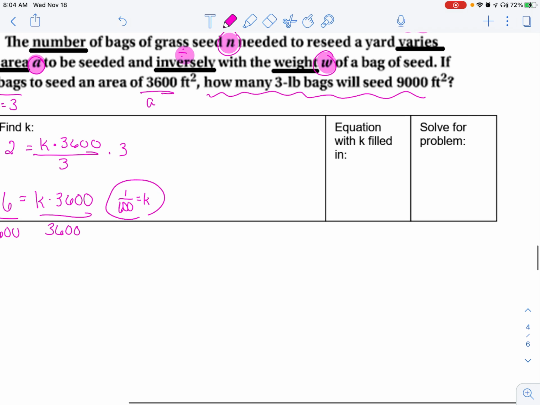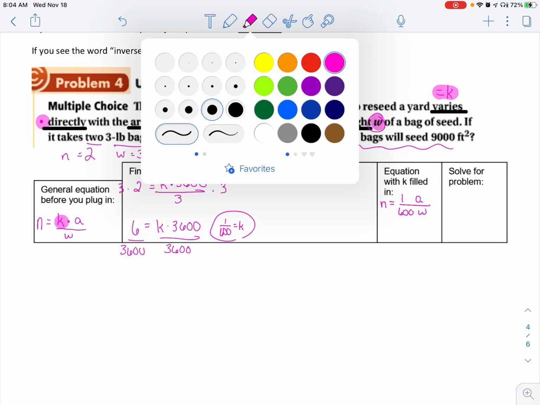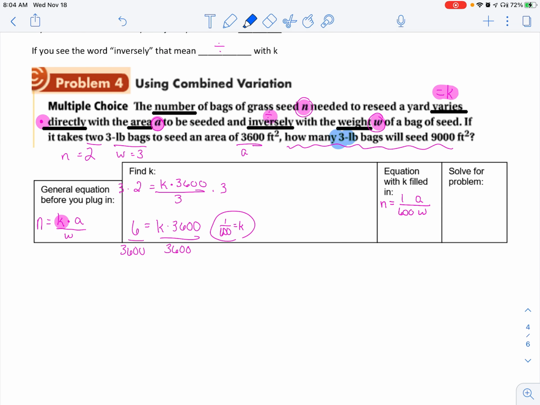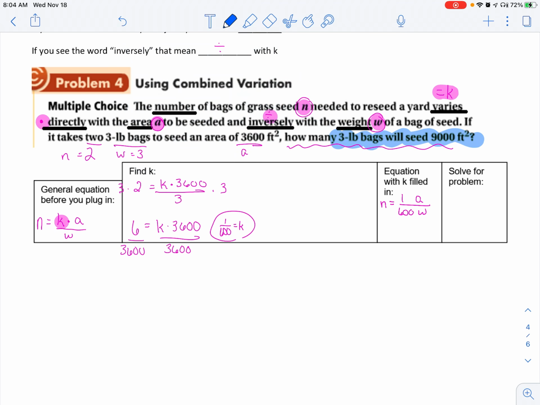What is my equation with just K filled in? So I'm going to take this equation and just replace K. So N equals, okay, so K is 1 over 600. That replaces my K. And then I keep A and I keep W. Now, let's answer the question that's being posed. I'll put it in blue. It says, how many 3-pound bags, that's W, will seed this amount of area?